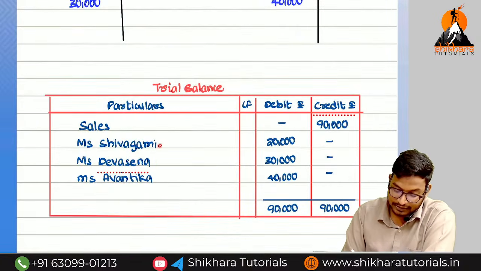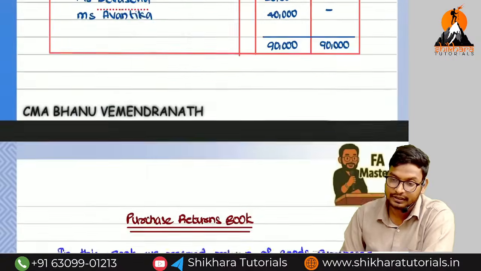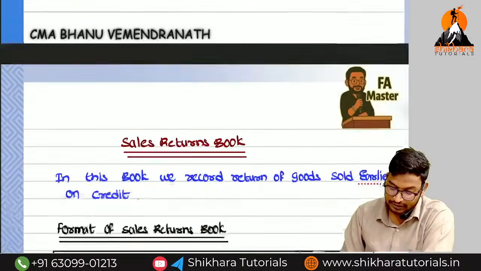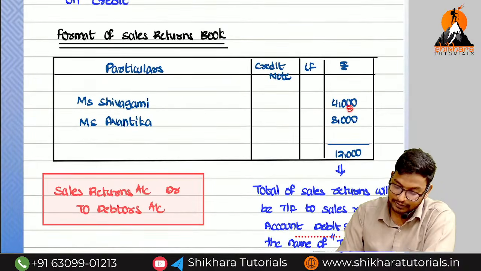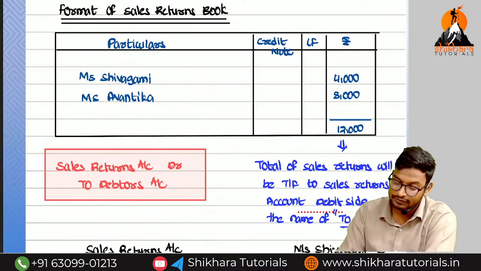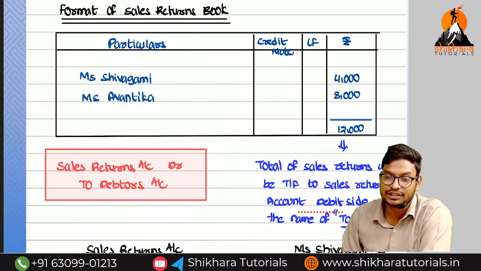So here Shivagami and Avantika are going to return the goods. How much are they going to return? Shivagami, rupees 4,000. And Avantika, rupees how much? 8,000. Now this total of the sales returns book will be transferred to which account?